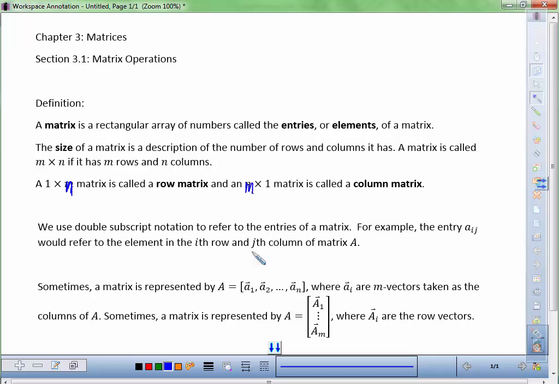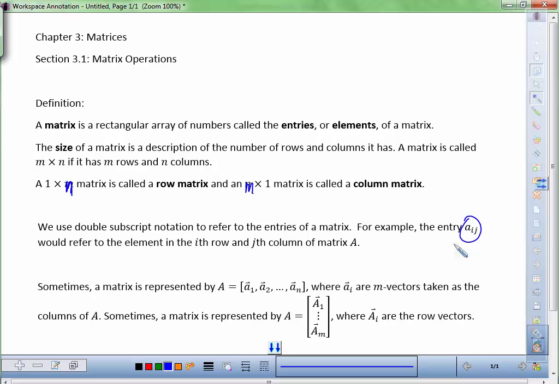Okay. The other thing about matrices, and this is where it kind of gets confusing, is they use a double subscript notation. A11 would be the first element in the first row and first column. A12 would be the element in the first row and second column. So the i refers to the row and the j refers to the column, or the first number refers to the row, and the second number refers to the column.